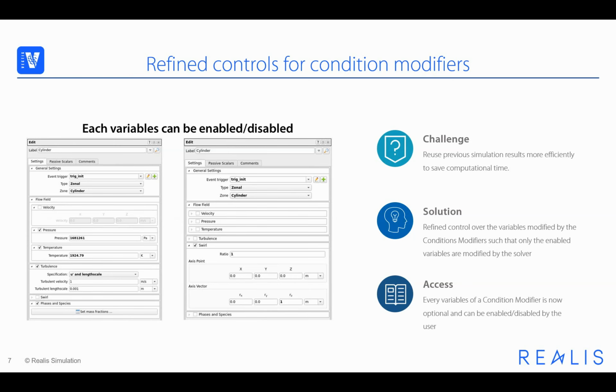In the 2025.1 release, we introduced this possibility with the modification of the GUI panel and solver behavior that allows the user to selectively enable or disable the variables to be modified by the condition modifier. The image on the left shows the new GUI where each variable is now associated with a checkbox, which is enabled by default, indicating whether the variable modification will be applied or not.